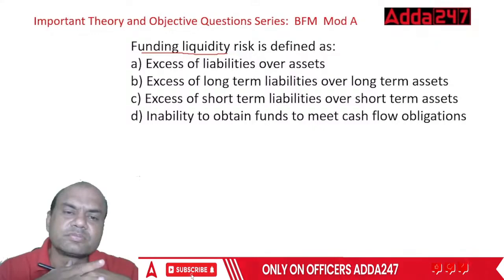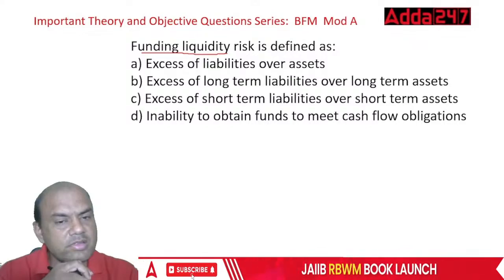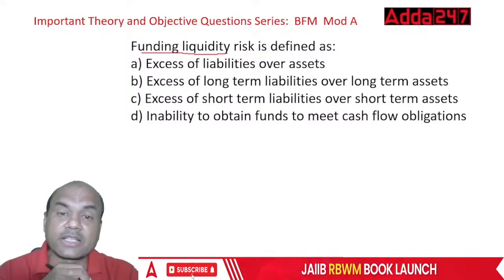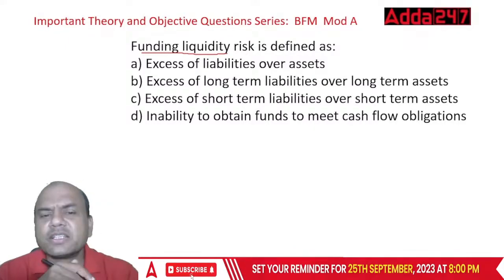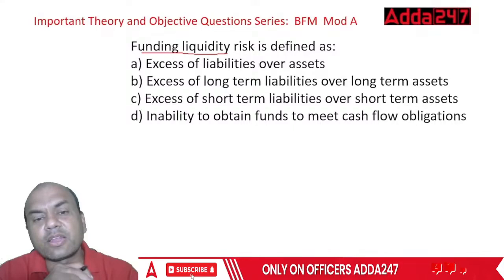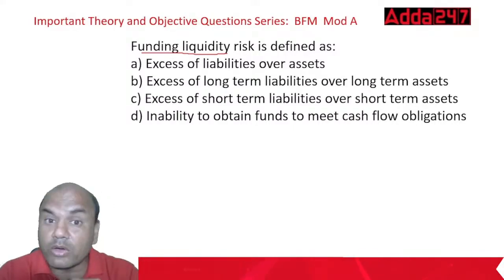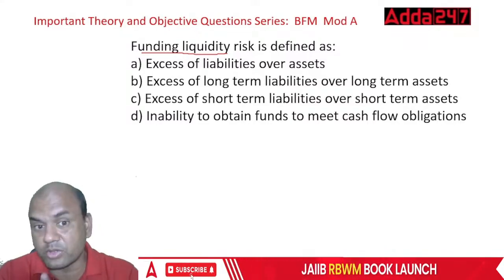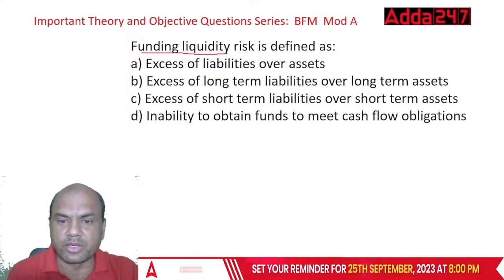Excess of long-term liabilities over long-term assets. Is this a liquidity risk? Excess of liabilities means more deposits, less loans. Obviously, that can be the answer. Similarly, B can also be the answer. Look at this. All the answers seem to be right. All of them. You check this. All of them seem to be right. Liability is greater than assets here. I'll show you over here.